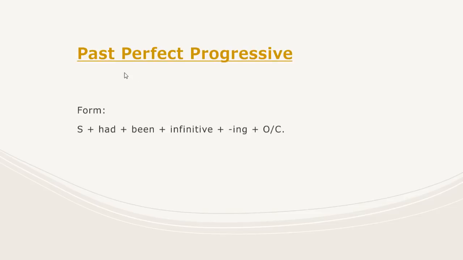Okay, this is the combination of past and perfect and then continuous, progressive. This is past, this is perfect, this is continuous. You see, subject had been, infinitive plus ing plus object or complement. Right, when to use? It is used for an action taking place before a certain time in the past.